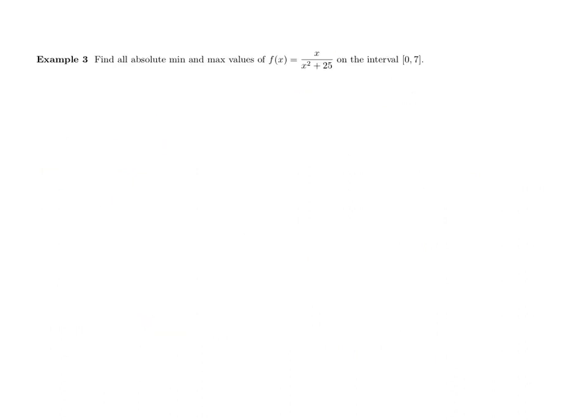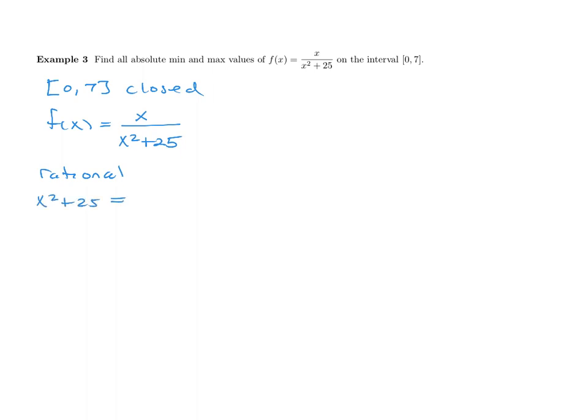In example 3, let's find the absolute min and max of this function f of x on the interval from 0 to 7. So first, I'm going to note that this interval is closed. It contains both endpoints. Also, f of x, which equals x over x squared plus 25, is rational, and the denominator is never 0. What does this all mean? It's continuous. So we have a continuous function on a closed interval. By the extreme value theorem, an absolute min and max must exist on this interval.